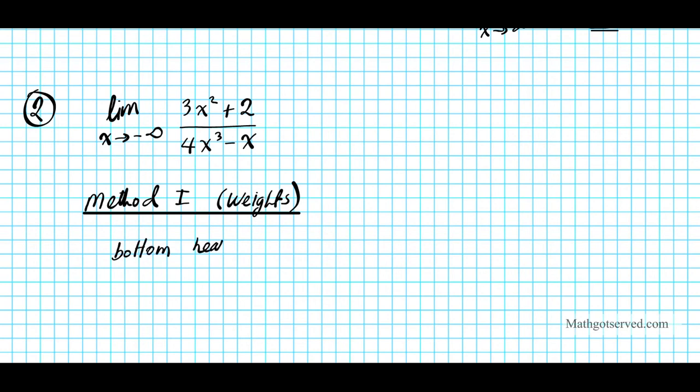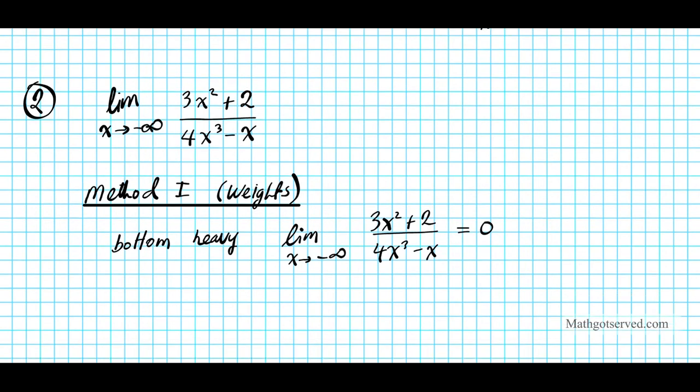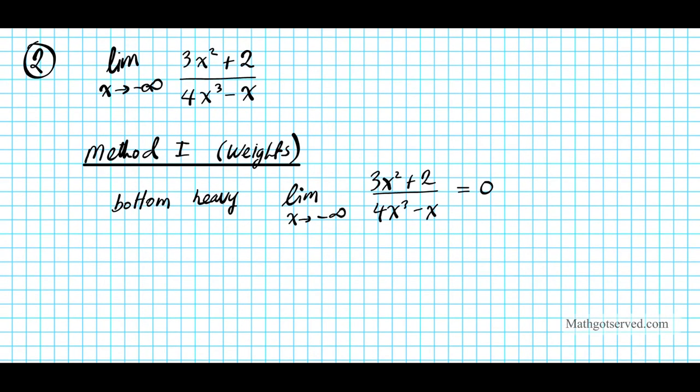So if it's bottom heavy at infinity, the denominator grows rapidly in such a way that it totally exceeds the numerator and the whole term collapses to 0. So in this case, the limit as x approaches negative infinity of 3x squared plus 2 over 4x to the third minus x is equal to 0. Okay? Anytime you have a limit involving infinity and the denominator has a bigger degree, the limit is going to be 0. Okay? All right, that's using method 1, which is weights.